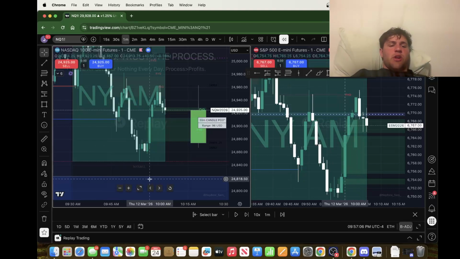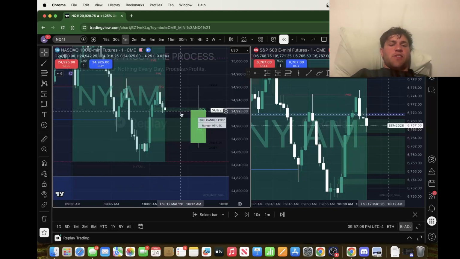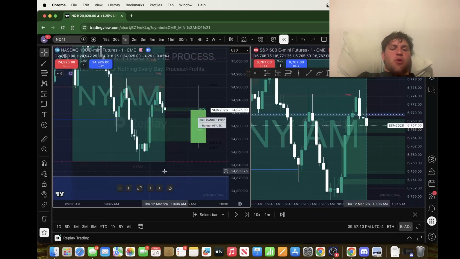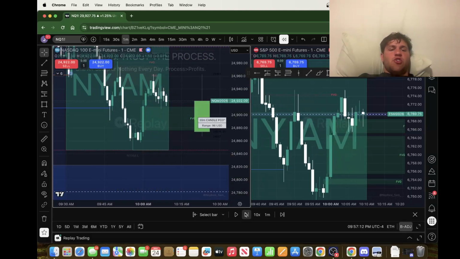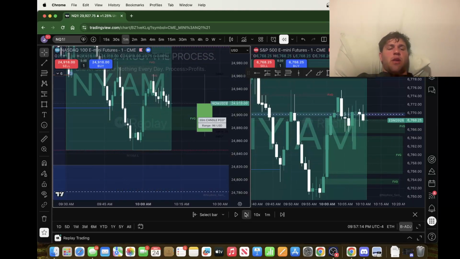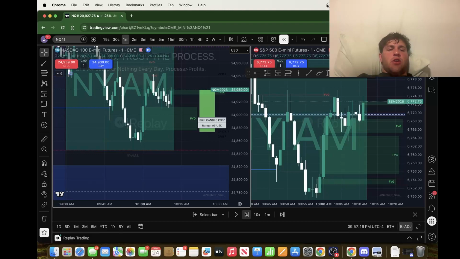So the next liquidity pool that we could manipulate into from the 10 a.m. candle is going to be this 4 hour gap. So let's see. We should sell off to it at some point and aggressively as well. And what do you know? Hold up.